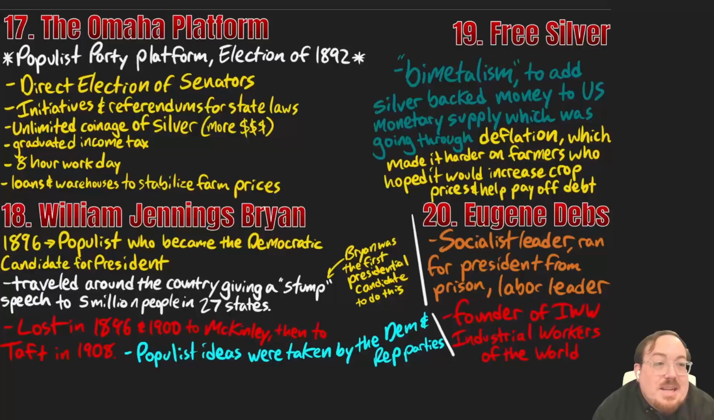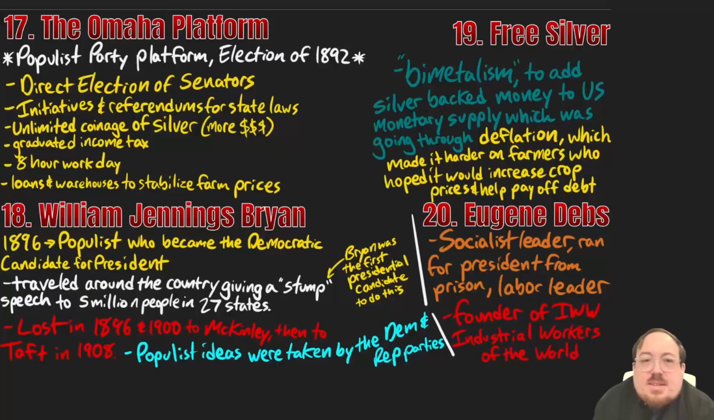He will lose in 1896 and 1900 to President McKinley, and then he'll run for president again in 1908 and lose to Taft. Even though he is not successful, he will help popularize these political ideas, and these populist ideals will end up being taken by the Democratic and Republican parties and become law.